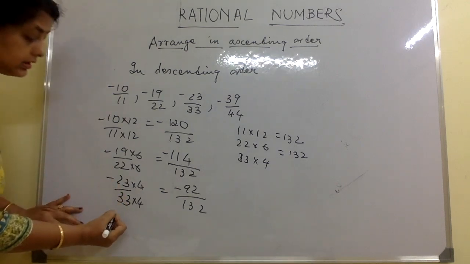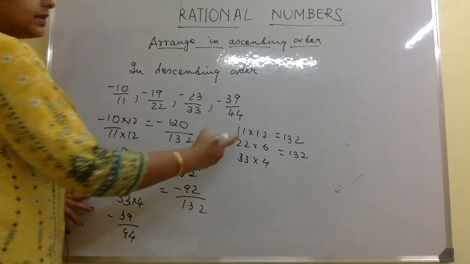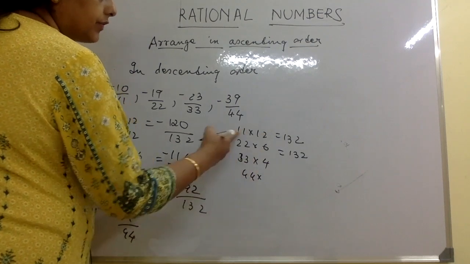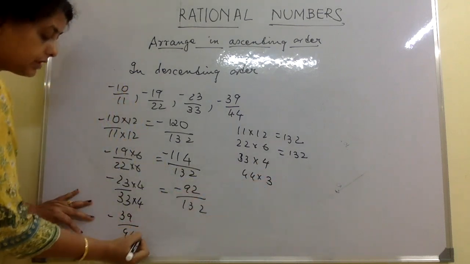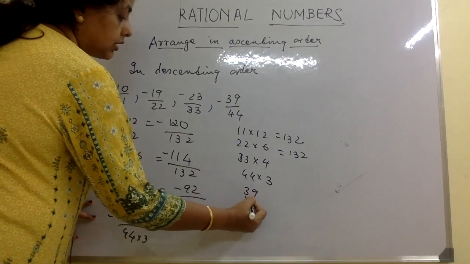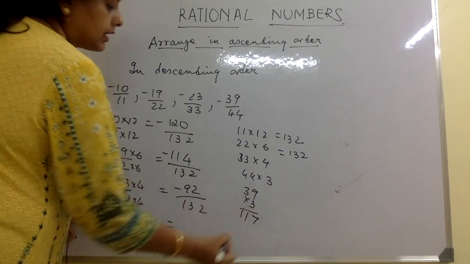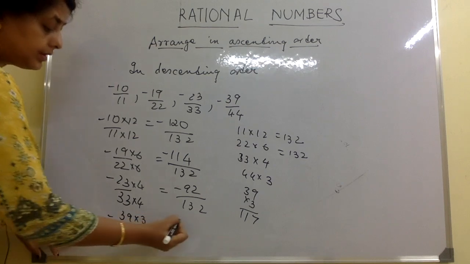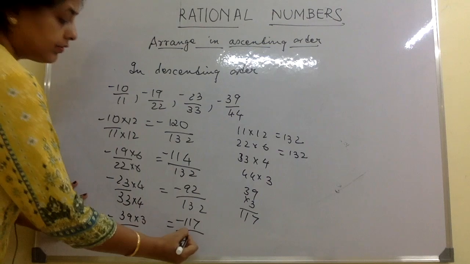And then the fourth one. The fourth one is minus 39 by 44. Now 44, back again, same method, give the 4 here, it becomes 44 into 3, this was 3. So this is into 3 into 3. How much is 39 into 3? You can do this small rough work, 27, 2, that is 117. Yeah, so minus 117 by 132.